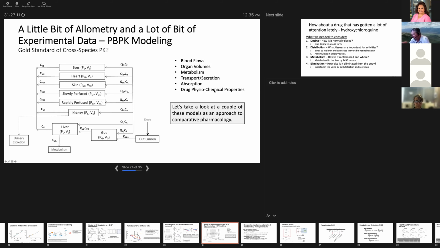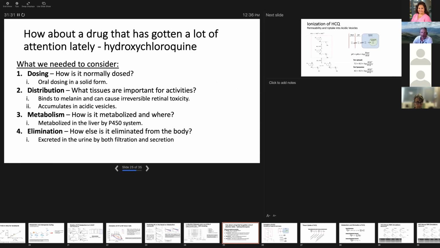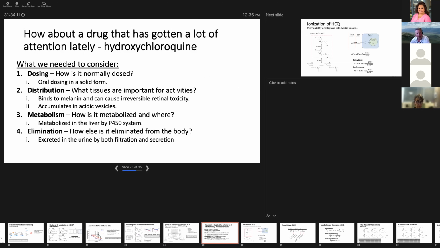And I'm going to look at this first with a drug that's got a lot of attention for all the wrong reasons in the last year and a half, and that's hydroxychloroquine.